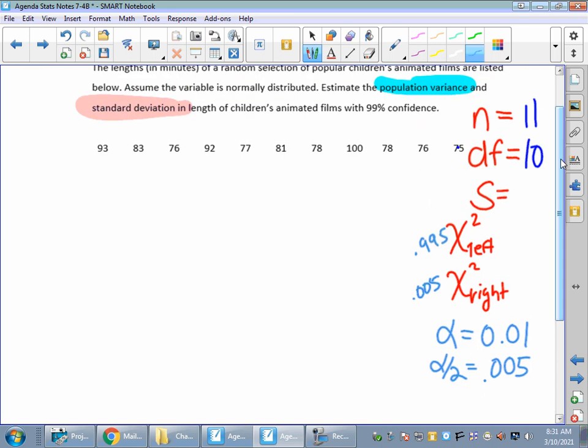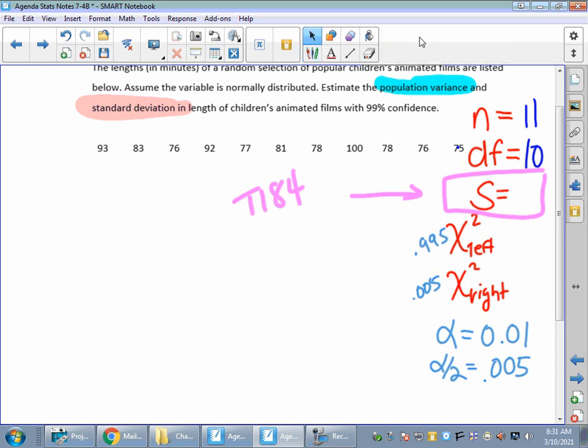We can do that. S, where does S come from? Whenever I give you a list of data, you are going to use your TI-84, figure out what your S is. Do not use your sigma. Use your S, your sample standard deviation. We only have 11 pieces of data here. We cannot apply this to the population with 100% confidence. So that's why we are doing this, to figure out what is the possible variance and standard deviation.